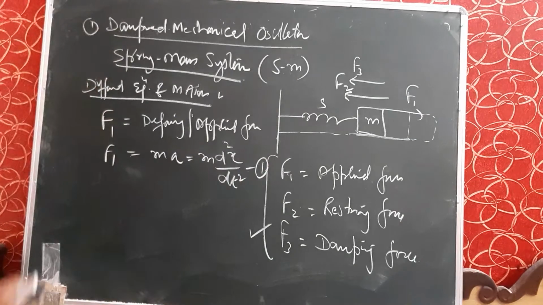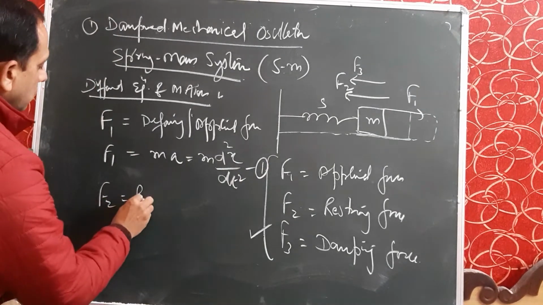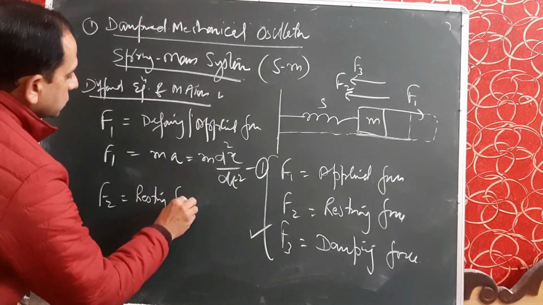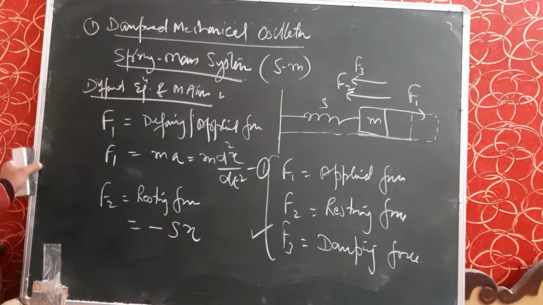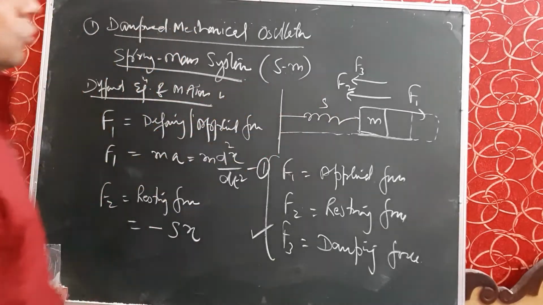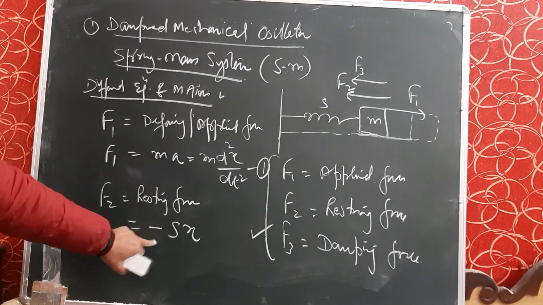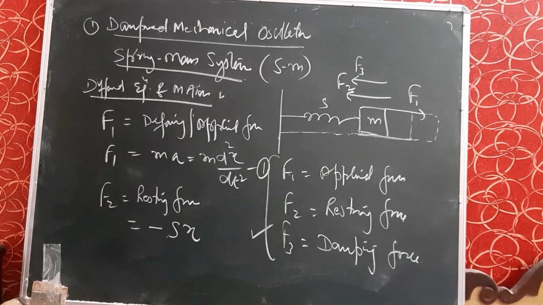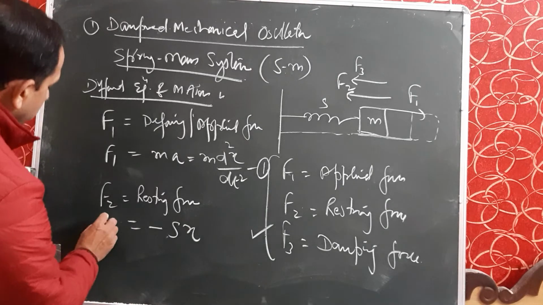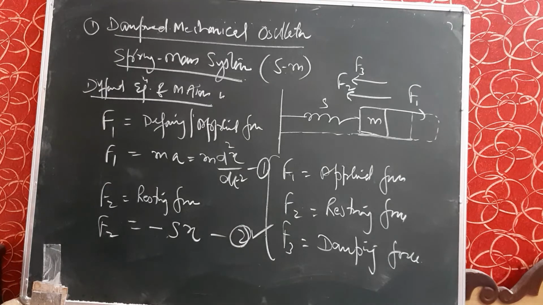That is the first force. And the second force, F2, is the restoring force, which is minus S into x, because this force is according to Hooke's law, as it is applied by the spring in the reverse direction. The minus sign shows the reverse direction, S is the stiffness constant of the spring, and x is the displacement. So, this is Hooke's law, which we have already used in the previous article.